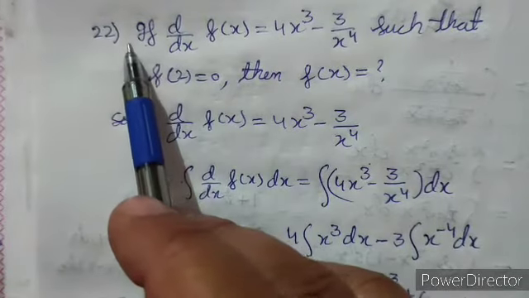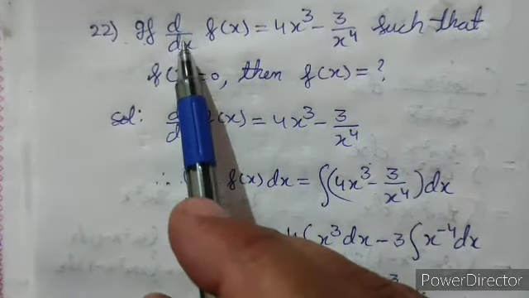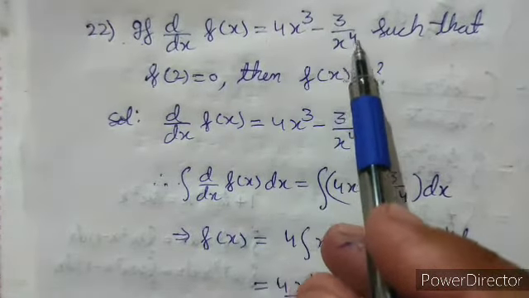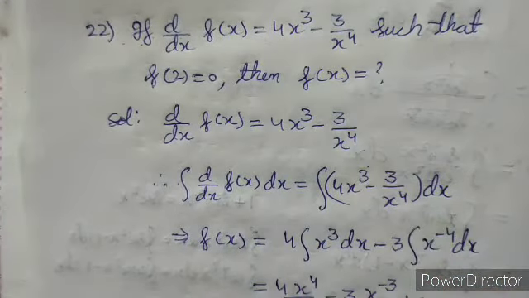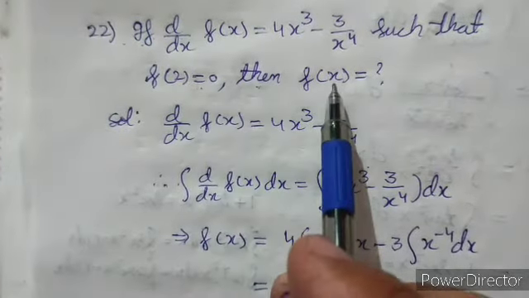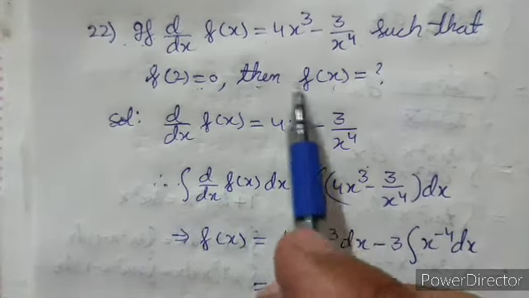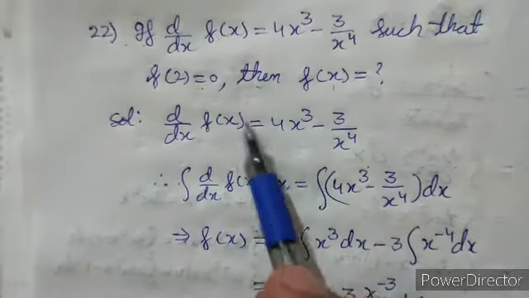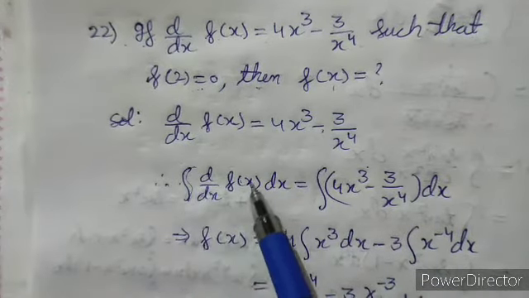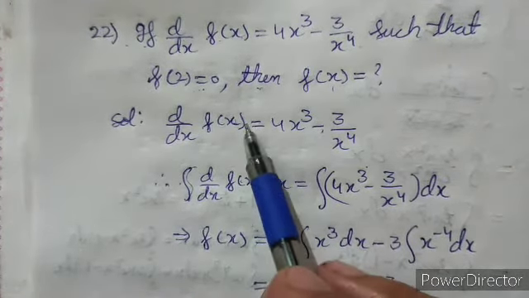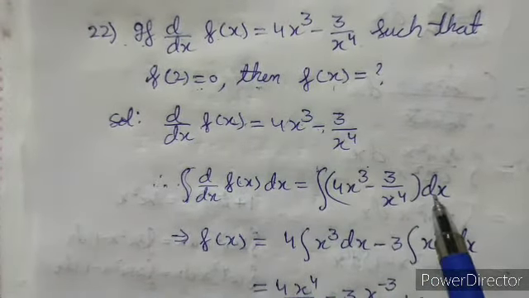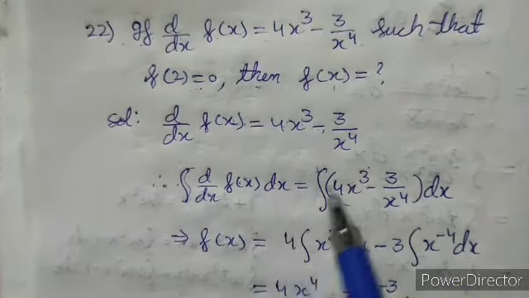In question number 22, if d by dx of f(x) is equal to 4x cube minus 3 upon x to the power 4 such that f(2) is equal to 0, then we have to find out the value of f(x). Now here d by dx of f(x) is given to us. So integral of d by dx of f(x) dx will be equal to integral of 4x cube minus 3 upon x to the power 4 dx on integrating both sides.